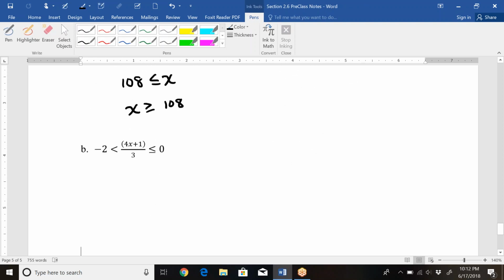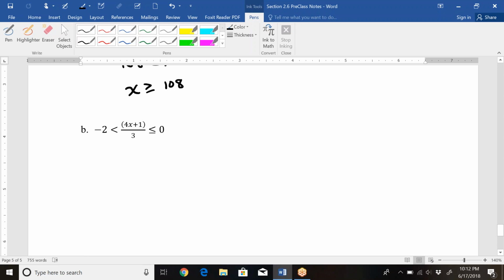Then let's look at, I think this is the last one I have on the pre-video. Yep, this is a compound inequality. We'll do probably 2 or 3 more of these in class together. But when you have a compound inequality, your goal is to get x by itself in the middle. So I'm still going to multiply everything by that LCD in the middle. I'm going to multiply everything by 3. So that's going to be -6 is less than.